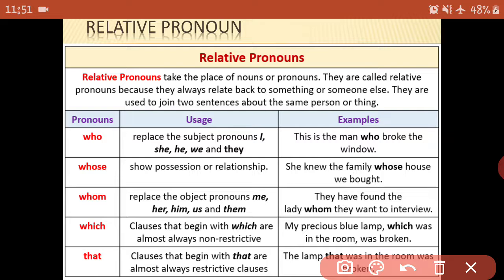Whose? She knew the family whose house we bought. Whom? They found the lady whom they want to interview. Now, here you can see how it is replaced. Replace the object pronouns me, her, him, us and them. Now, these pronouns are replaced in the places of these words. Let's see more examples.